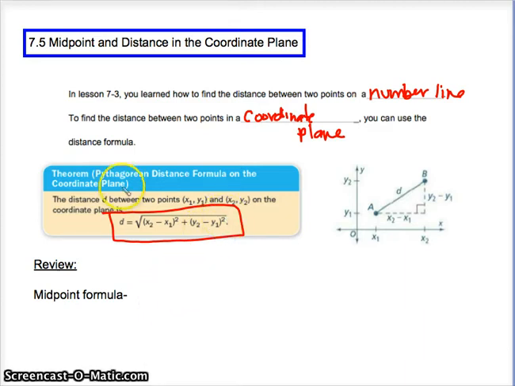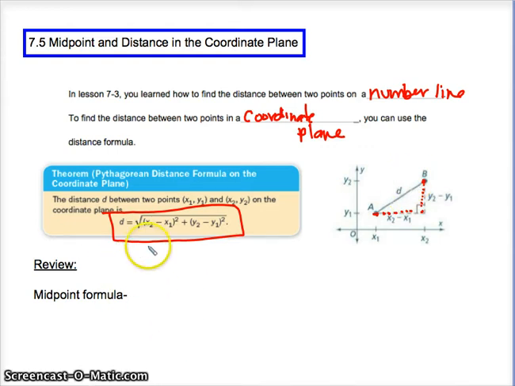Now you may or may not be familiar with the Pythagorean theorem, but the Pythagorean theorem is where this distance formula originates. If I'm trying to find the distance between these 2 points A and B, I can create a right triangle, right? And the lengths of those sides would be x2 minus x1 and y2 minus y1. So the distance formula is the result of using the Pythagorean theorem to find the distance between points A and B.